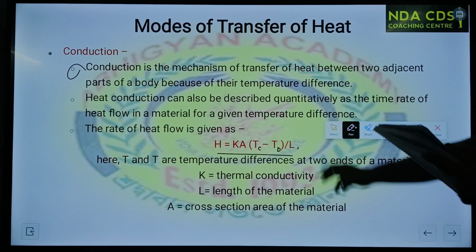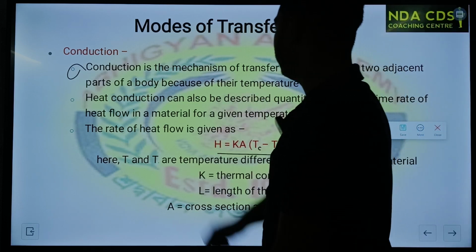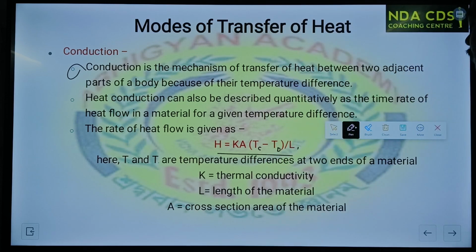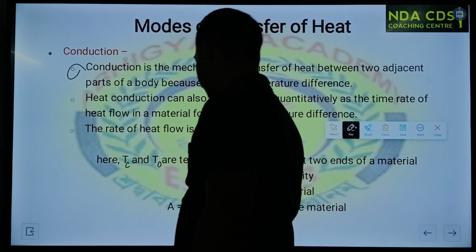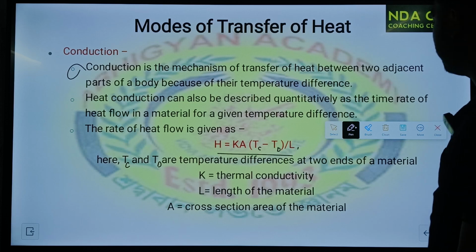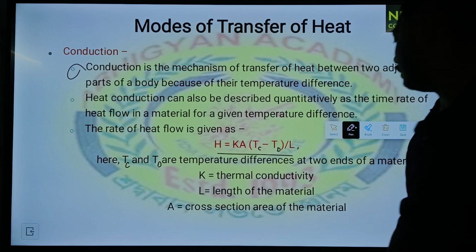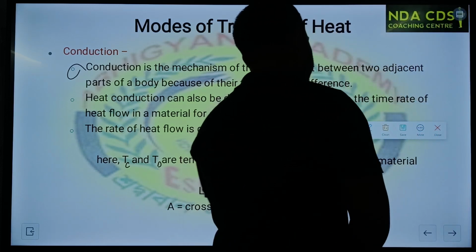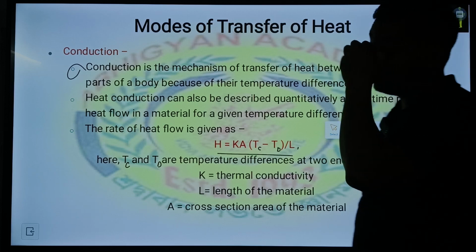I'll tell you what is TC and TD. First, just write this one and write the formula. I will tell you कहाँ से क्या हो रहा है. Tc, Td, temperature differences at two ends of a material. K is thermal conductivity. L is the length of that material. A is the cross-sectional area of that material. Understood?